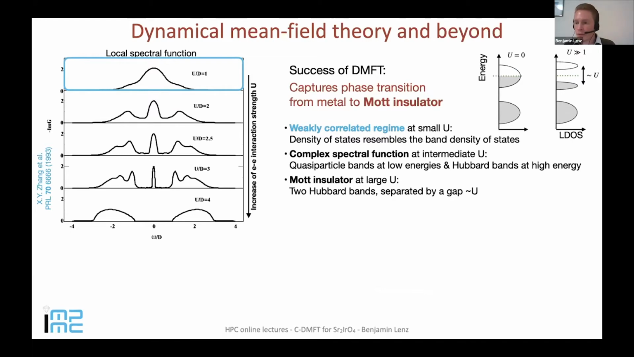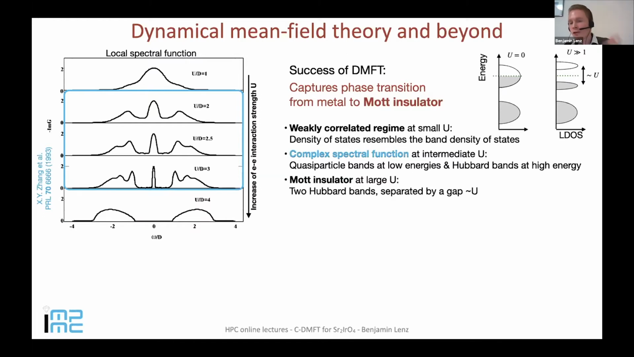In the other limit of very strong electron-electron interactions, we have the so-called Mott insulator, which means that we split the density of states into two Hubbard bands, which are separated by a gap roughly of the order of U. And in between, we have a more complex spectral function where we have quasi-particle bands at low energy. So this is this very specific Kondo resonance signature right in the center. And you also have Hubbard bands.